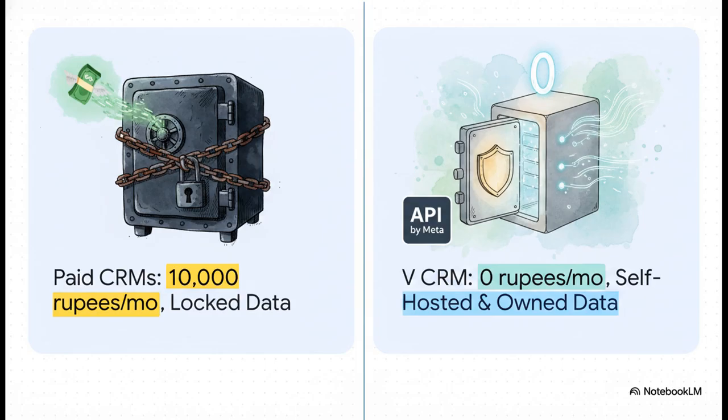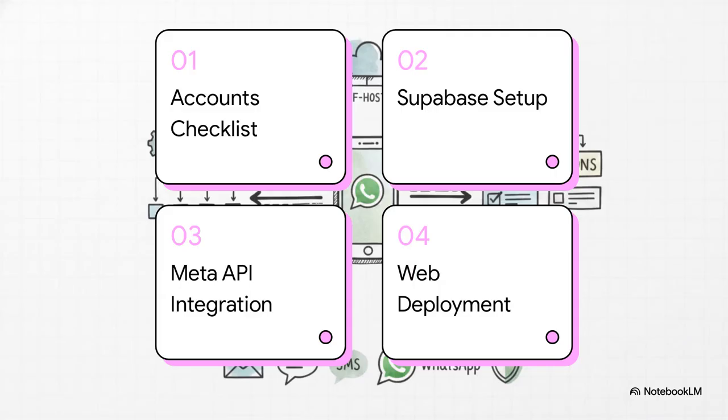And the best part? It's backed by the official Meta API. So no unofficial scrapers and definitely no getting your number banned. You're using the exact same official method that the huge enterprise companies use. Okay, let's dive into this.